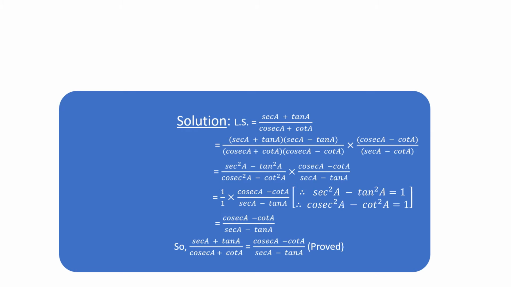We know sec² A − tan² A = 1 and cosec² A − cot² A = 1. Putting the values, it equals (cosec A − cot A) / (sec A − tan A). So (sec A + tan A) / (cosec A + cot A) equals (cosec A − cot A) / (sec A − tan A).